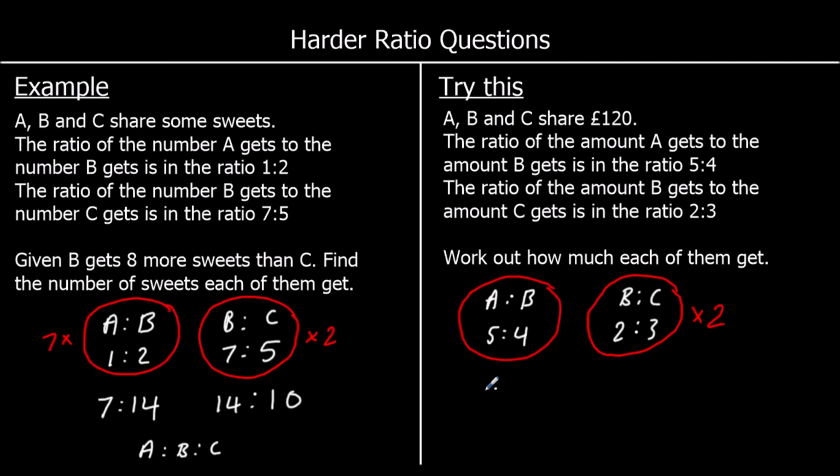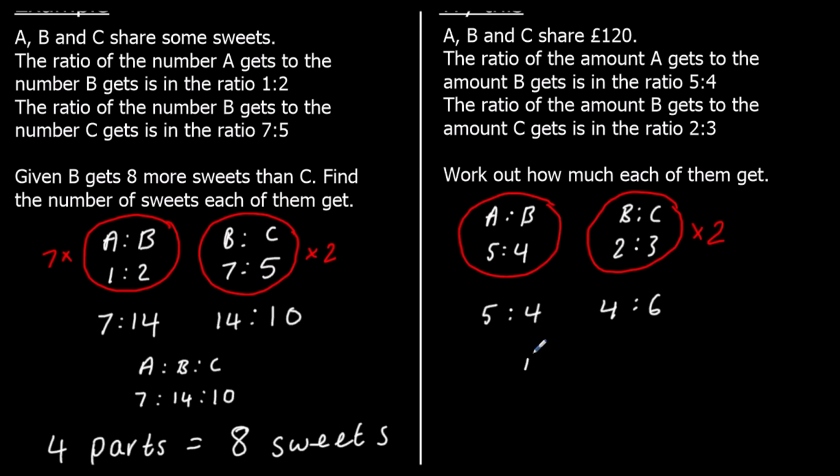So I'm going to leave A to B as 5 to 4. And if I double B to C, that would be 4 to 6. So I've made my B's the same. They're both 4. So I can say A to B to C is 5 to 4 to 6.